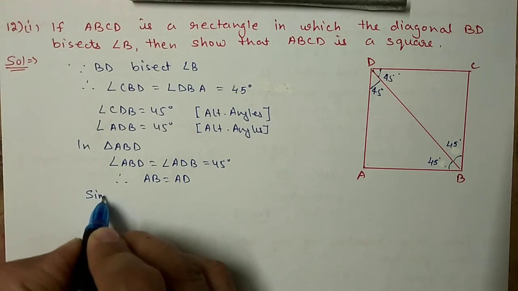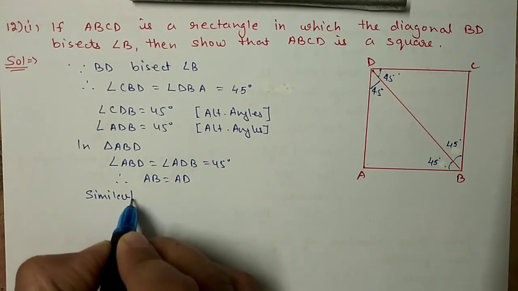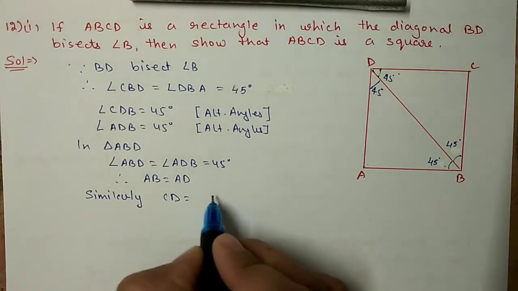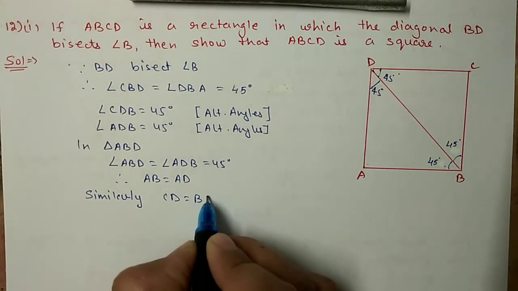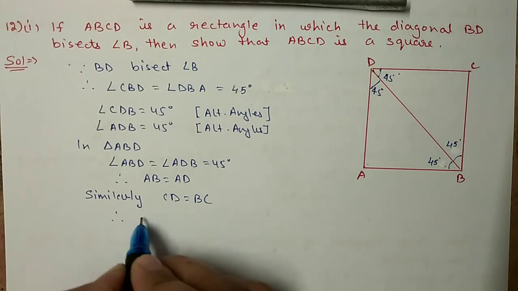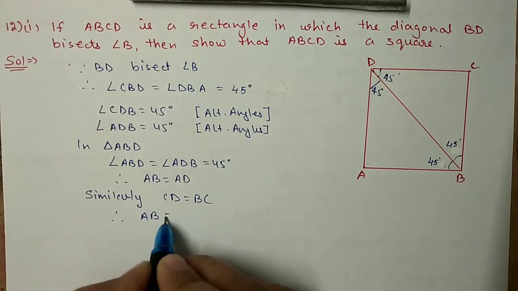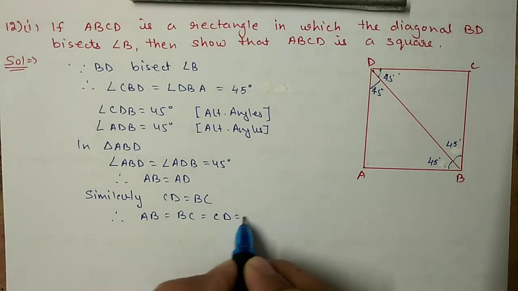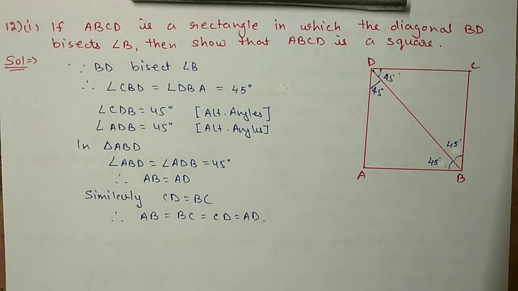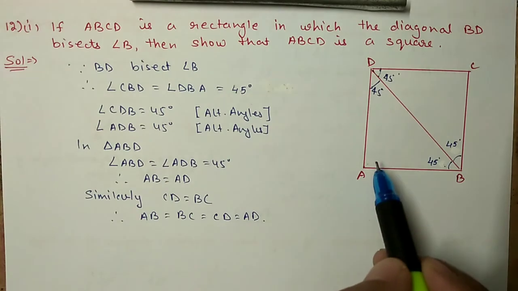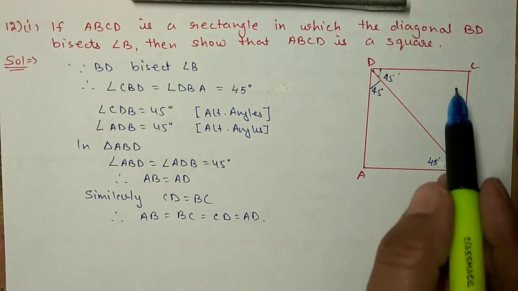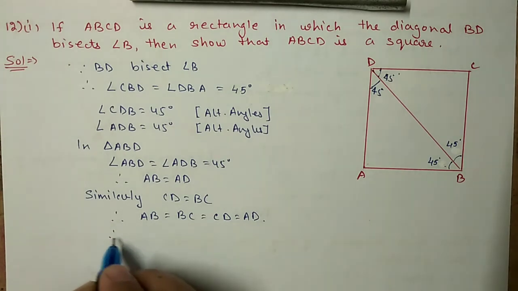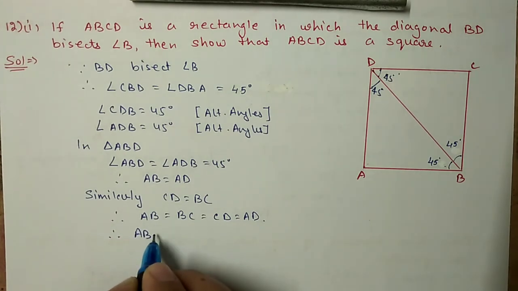Similarly, we can write CD is equal to BC. Therefore, all the four sides are equal. AB is equal to BC, equal to CD, equal to AD. And when all the four sides are equal and it is given it is a rectangle, it means all interior angles are 90 degrees. So we can say ABCD is a square.